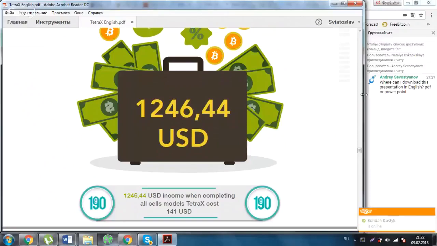So is it impressive? Do you like it? You enter the Tetrix model with as little as $141, invite 4 of your friends into the business, help them, and receive $1,246. I think this amount will be quite enough to prepare for, let's say, Christmas or New Year holidays, to buy presents for your beloved, etc.